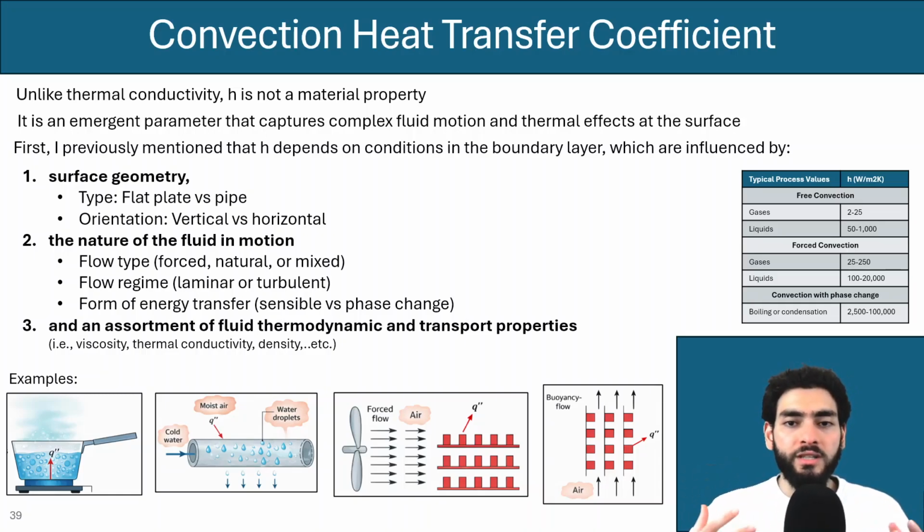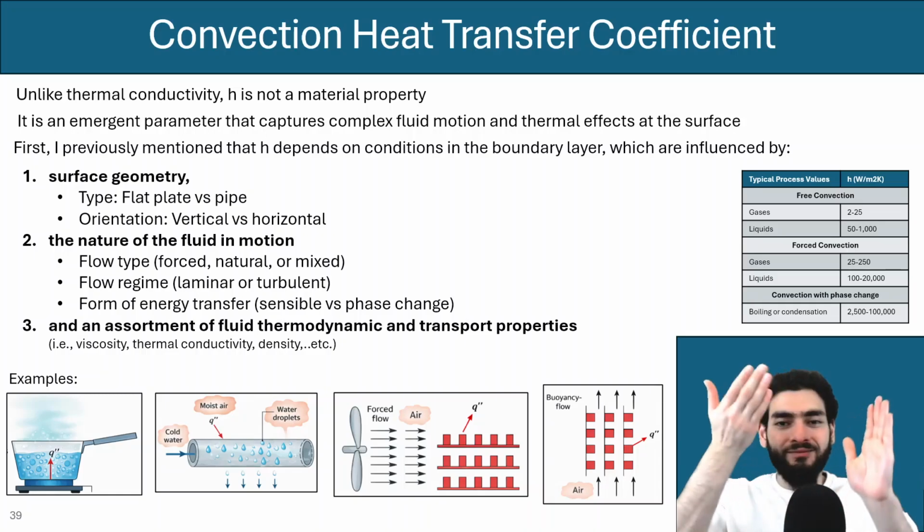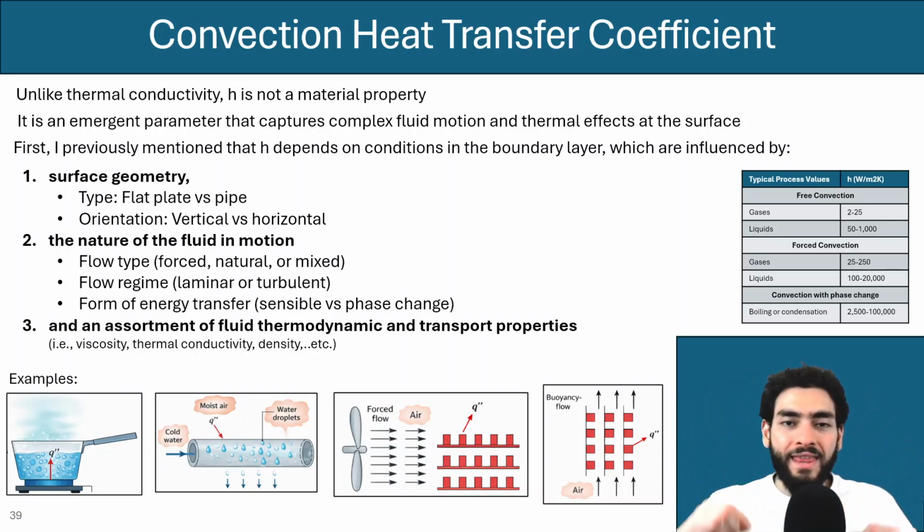And also orientation matters. If you have fluid flowing over a horizontal flat plate, that's very different than when you have fluid flowing over a vertical flat plate. That's because you have an additional force that you need to consider when looking at vertical walls, such as buoyancy. So this is the impact of gravity on flow. Also, the nature of the fluid in motion.